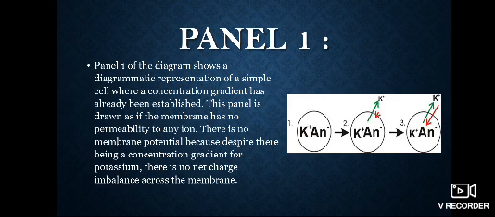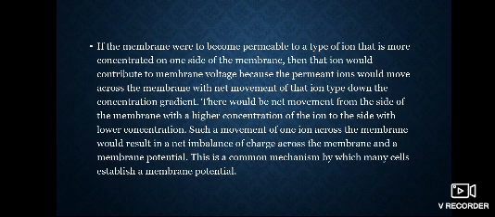Panel 1 of the diagram shows a diagrammatic representation of a simple cell where a concentration gradient has already been established. This panel is drawn as if the membrane has no permeability to any ion. There is no membrane potential because, despite there being a concentration gradient for potassium, there is no net charge imbalance across the membrane. If the membrane were to become permeable to a type of ion that is more concentrated on one side of the membrane, then that ion would contribute to membrane voltage because the permeant ions would move across the membrane with the net movement of the ion type down the concentration gradient.